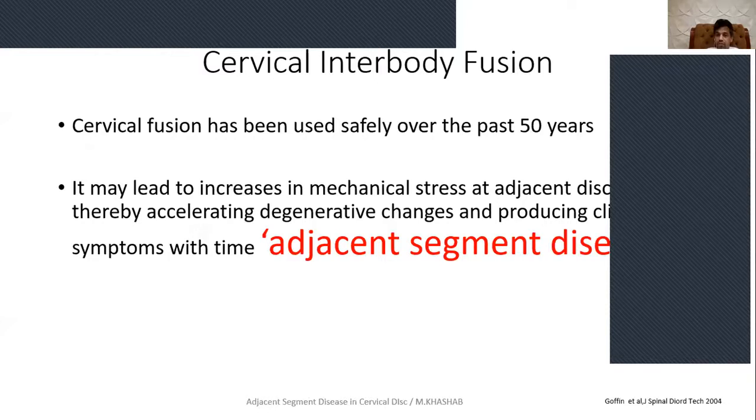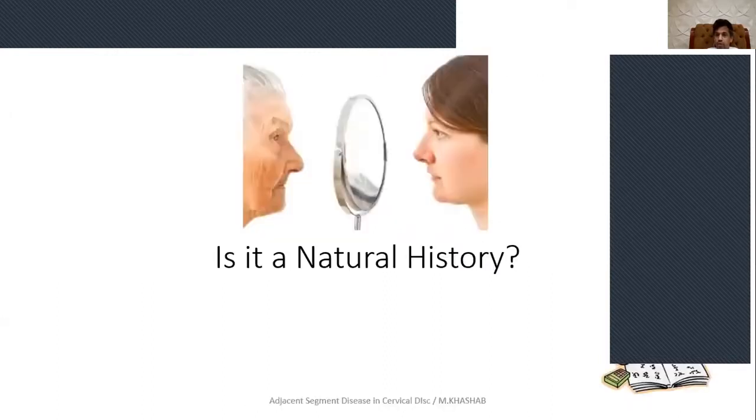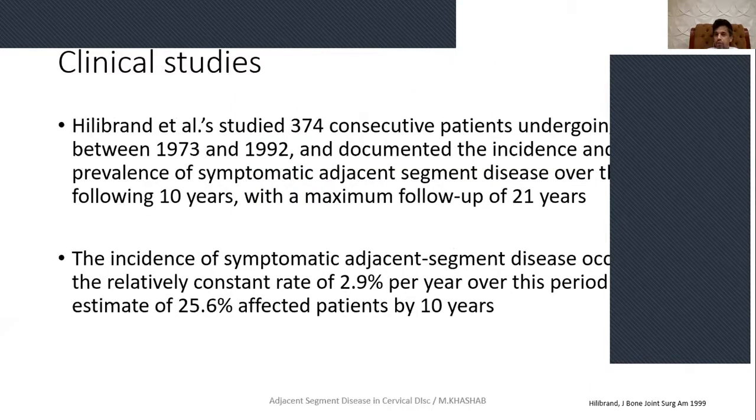It's been the standard of care over the past 50 years, the ACDF, but it's been blamed for what we call adjacent segment disease. Is it true? We don't know. Is it what we do that causes the degenerative changes, or is it actually the natural history of the aging process? To answer this question, we look at a few studies.